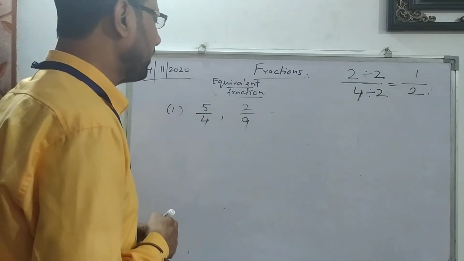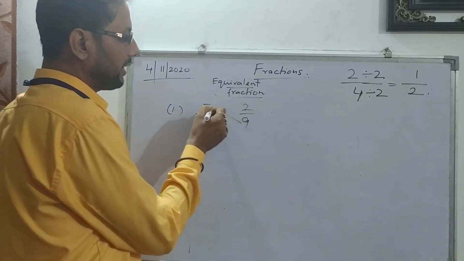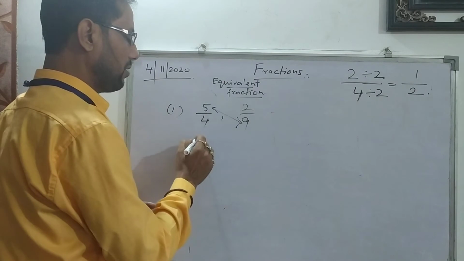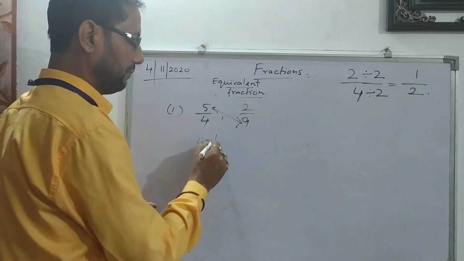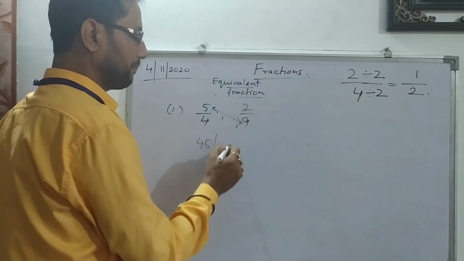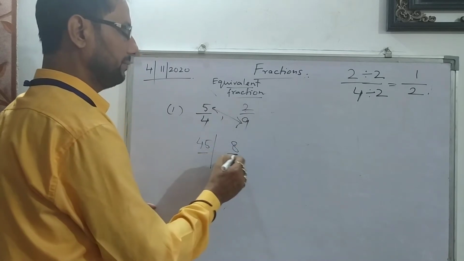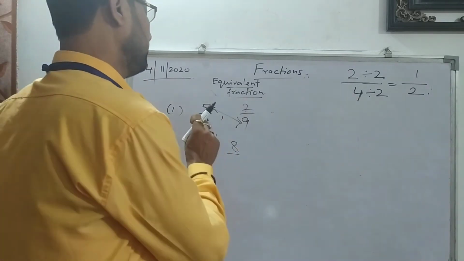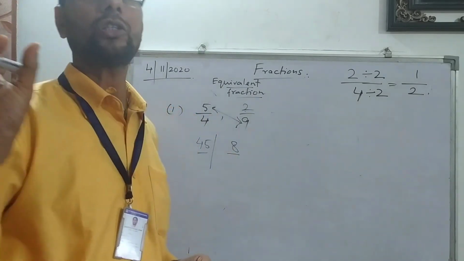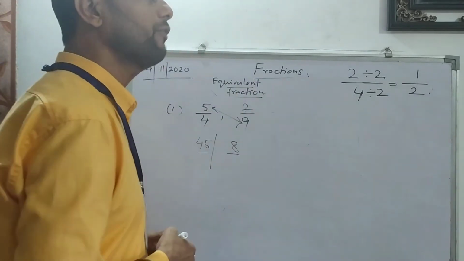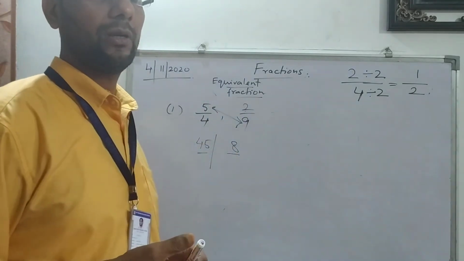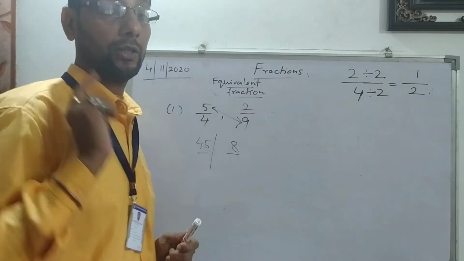Now do cross multiplication. 9 5s are how much? Students, 9 5s are 45. Then 4 2s are 8. Are they same? They are not same. It means that these two are not equivalent. So let me give one more example. See students, if you keep on doing the examples, your concept will be clear about equivalent fractions.